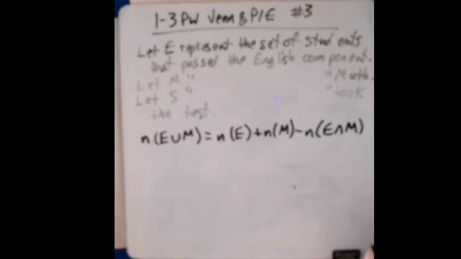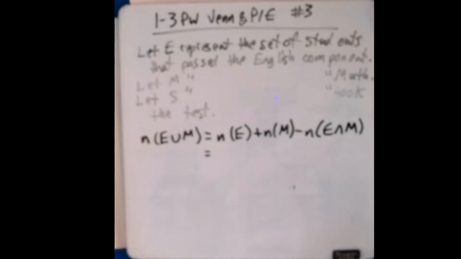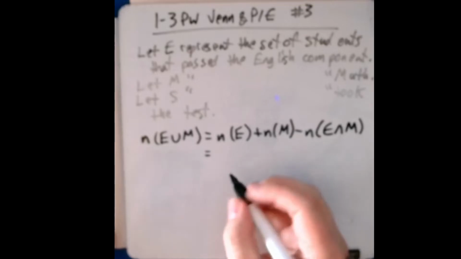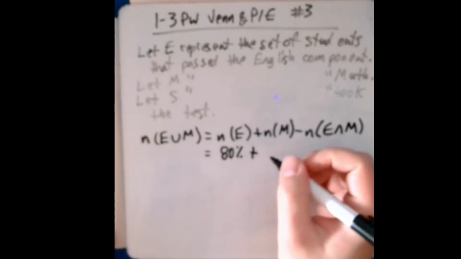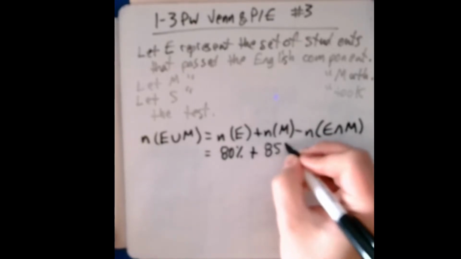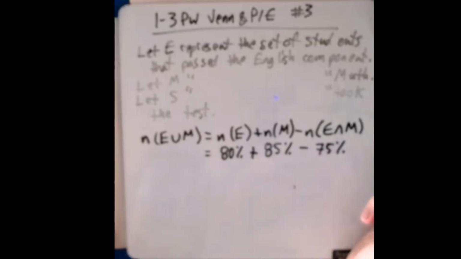We know a bunch of these numbers, so let's plug them in. And we don't have an actual number, we're using a percentage, but the rules apply, it's just fine. So 80% passed the English component, and 85% passed the mathematics component, and 75% passed both.